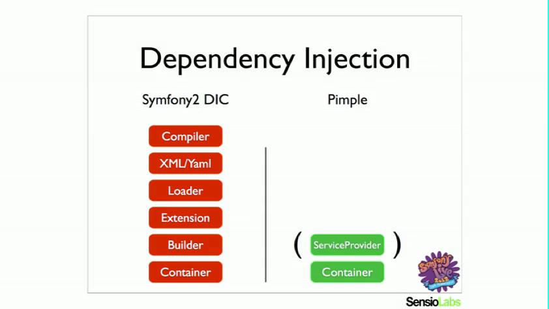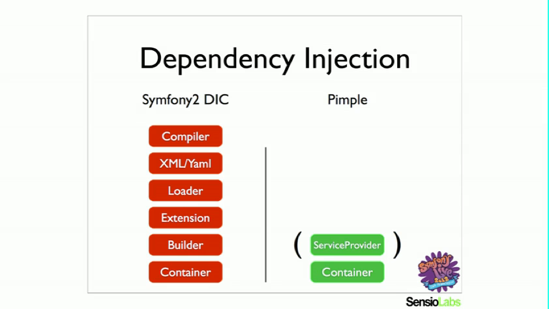Okay, so in Symfony 2, the dependency injection container is really complex. There's support for loading it in different ways, whether it's YAML or XML or just PHP. There's a compiler that processes the configuration in various steps. There's the actual builder and then the container itself. In Pimple, it's much simpler. You have service providers and then you have the container. That's it. There's nothing really more than that to understand.